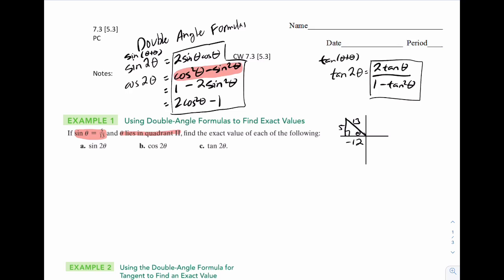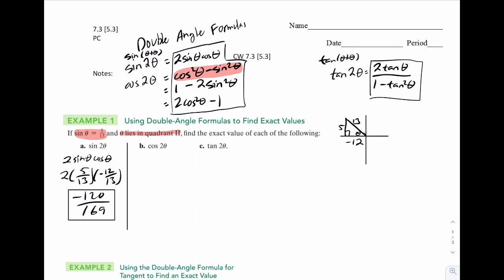And from here, it's pretty much the same thing we did last class. Just apply the formulas. 2 sine theta cosine theta. So sine theta is 5 over 13. Cosine theta is negative 12 over 13. Let's multiply that. So negative 120 over 169. And there's our answer.